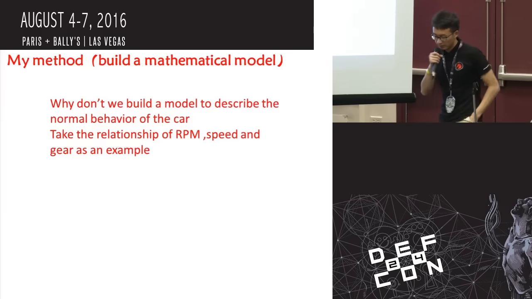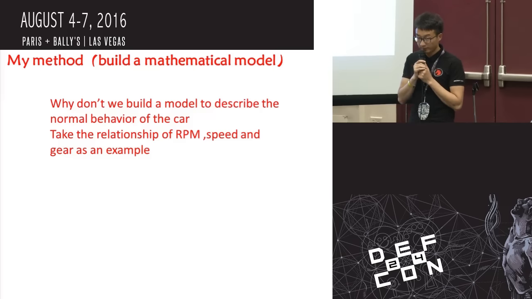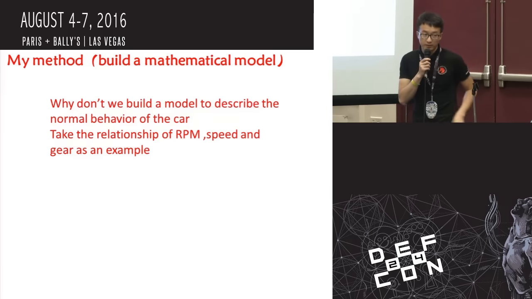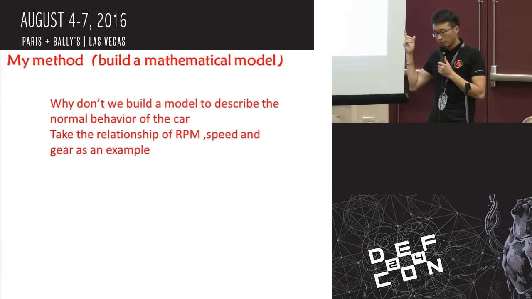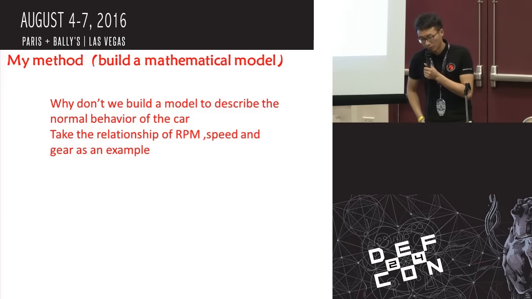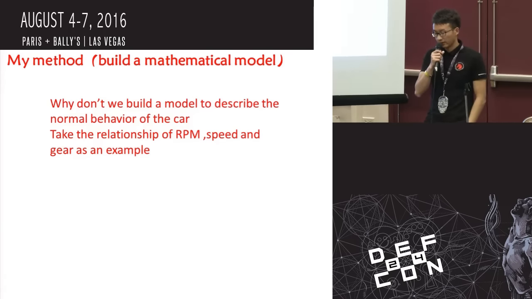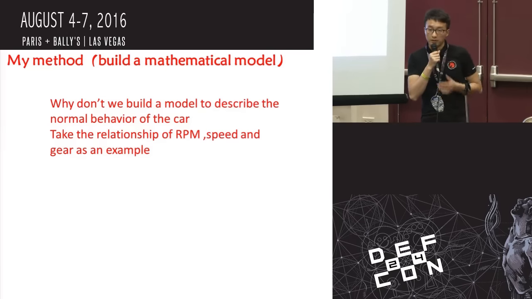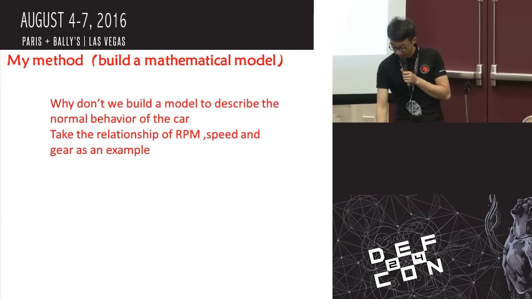Why are those methods not very good? Because they are not considering temporal features. For example, speed is a continuous variable, and entropy-based anomaly detection cannot detect that kind of feature. For example, speed at time t is 60 kilometers per hour, and at t plus one, the speed suddenly changes to 100 kilometers per hour. That kind of anomaly they might not be able to detect.